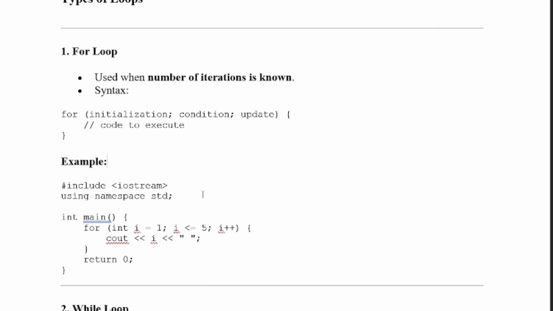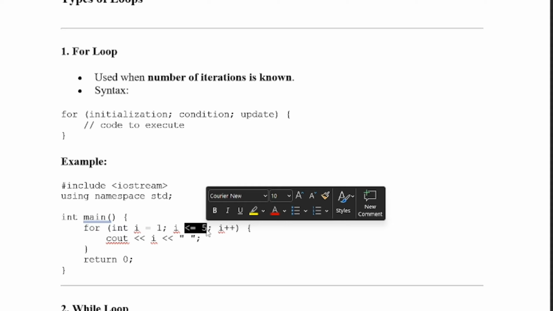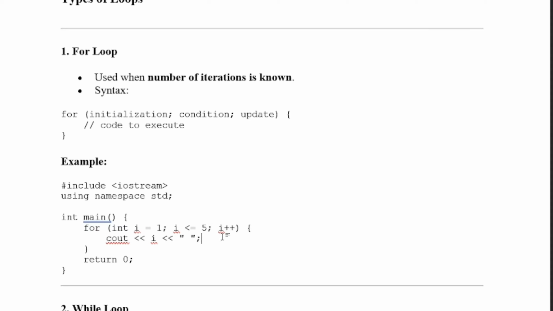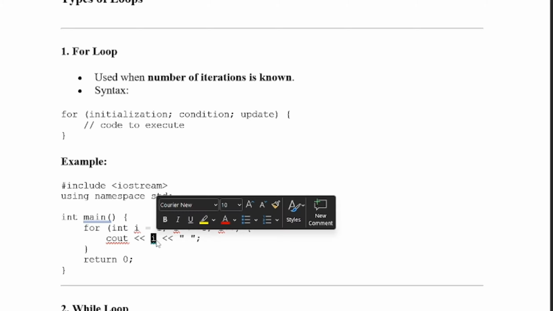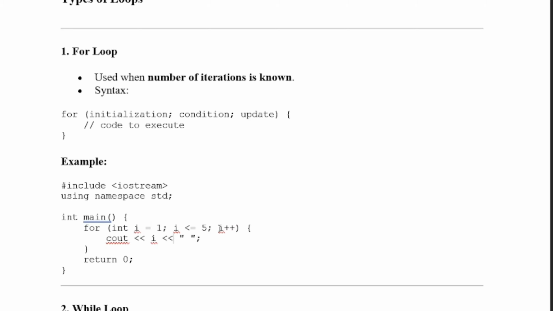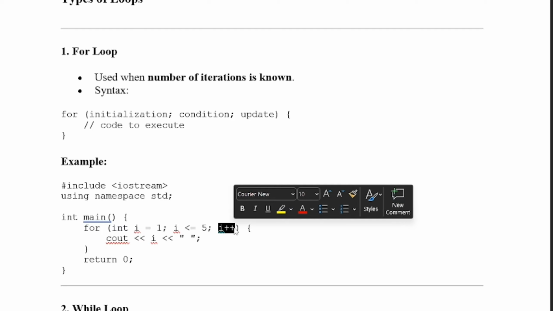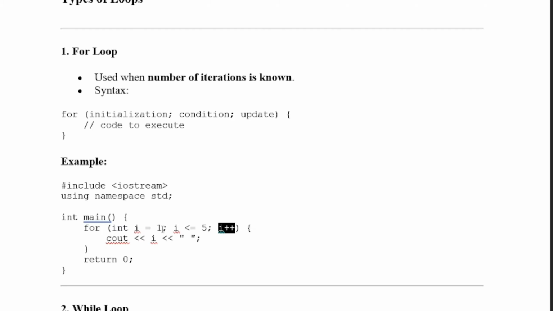Suppose we are printing numbers from 1 to 5. So we start our for loop. The starting value is 1 and the last value is 5, because we are printing numbers from 1 to 5. First we print i, which is 1. Then the compiler goes here and increases i by 1, so it becomes 2. Check whether 2 is less than or equal to 5. Yes, so print 2.